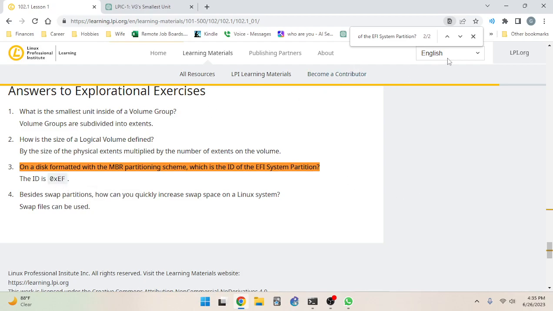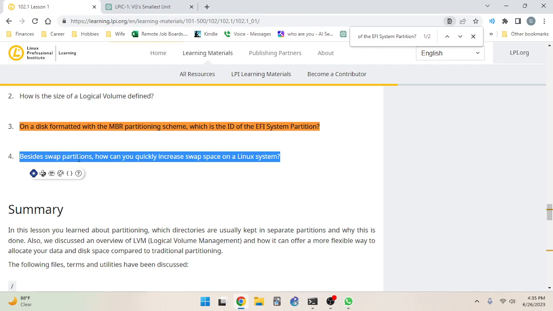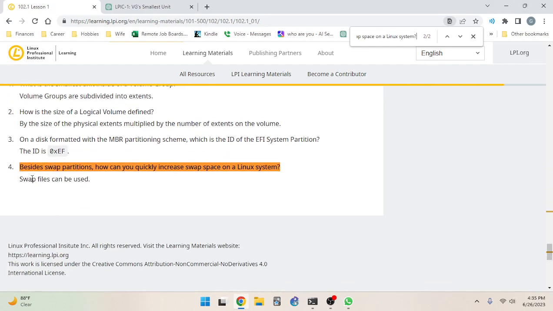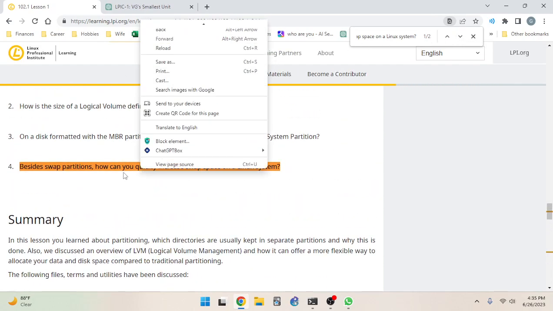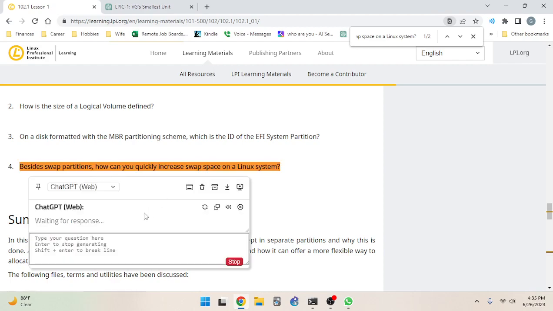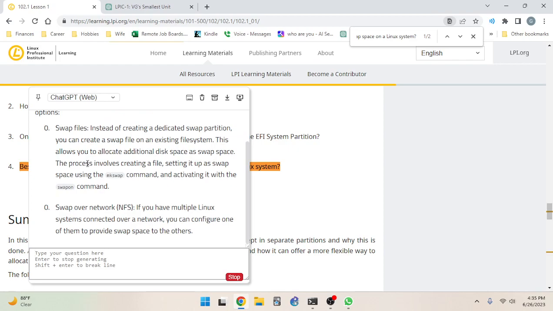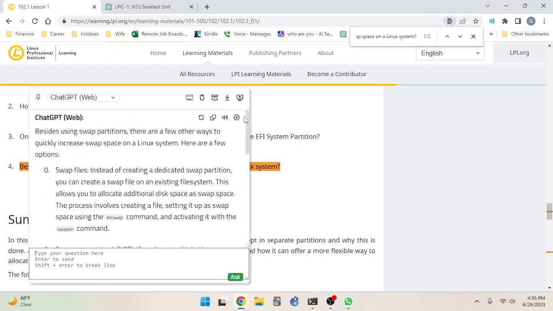So then the next one is: besides swap partitions, how can you quickly increase swap space on a Linux system? I don't know. Swap files can be used, is the answer to that. So it looks like that's just one of the methods.